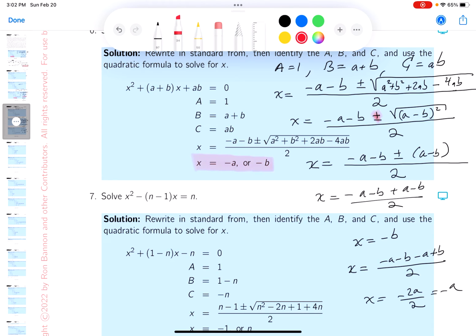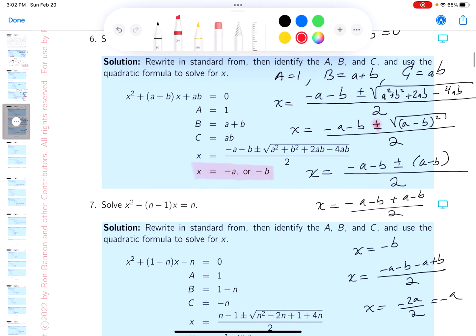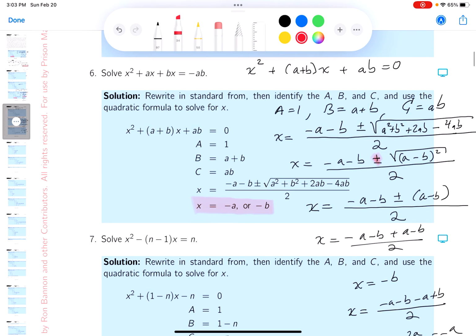Are we seeing those answers? Of course we are. If you want, you can check that in the original problem to make sure they satisfy the original problem. In other words, take the original problem, wherever you see x, put minus a, figure it out. If you want to check minus b, wherever you see x, put minus b, and figure it out. And it should satisfy it. All right? Thank you.